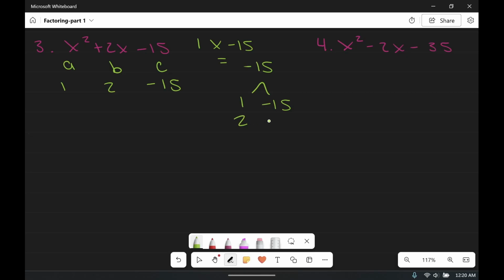Okay, 2 times what is negative 15? Nothing. We're only working with whole numbers. We don't want decimals or anything like that. Okay, 3 times what equals negative 15? 3 times negative 5 equals negative 15, or negative 3 times positive 5. So these are both potential options that multiply to negative 15. But do either of these options add to positive 2?